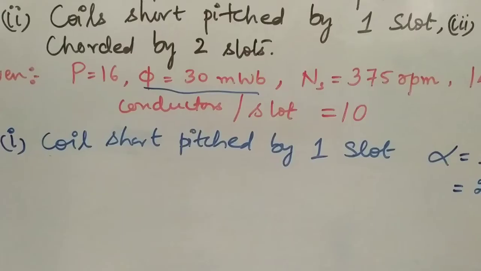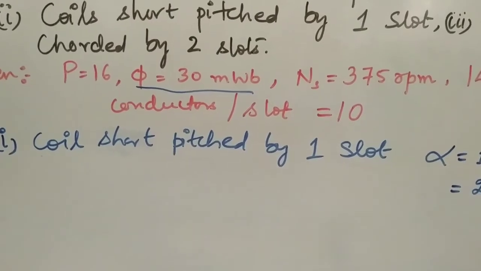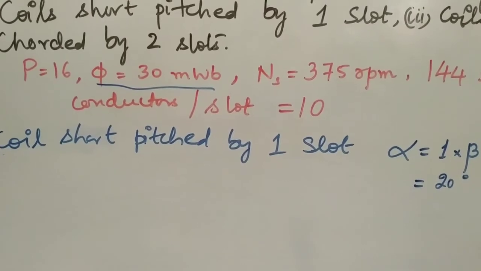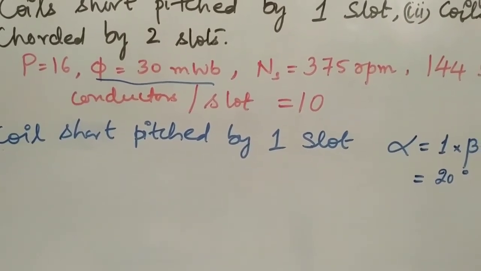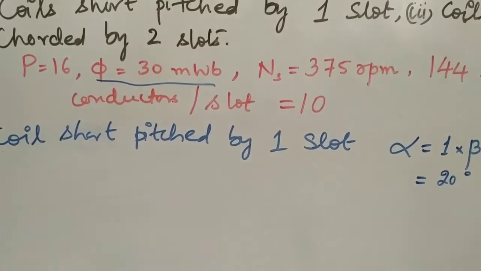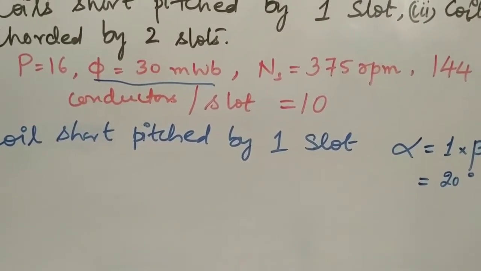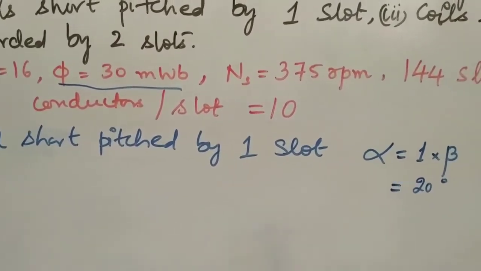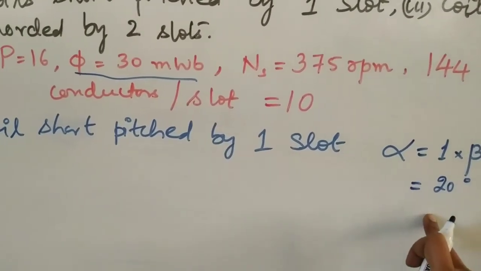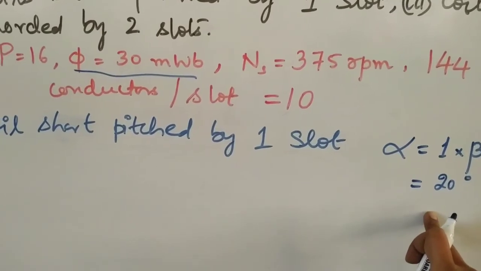Now let us solve the second sub question, that is when the coil is short pitched by one slot. When the coil is short pitched by one slot, the formula we have to remember is that alpha will get changed. So alpha will be equal to how many times it has been short pitched. It is short pitched by one slot, meaning alpha is equal to 1 times beta. So beta we have already found, that is 20 degrees, right?